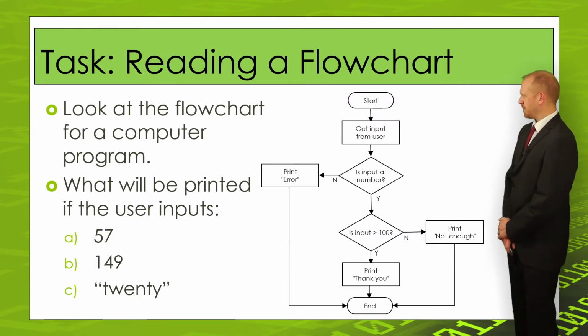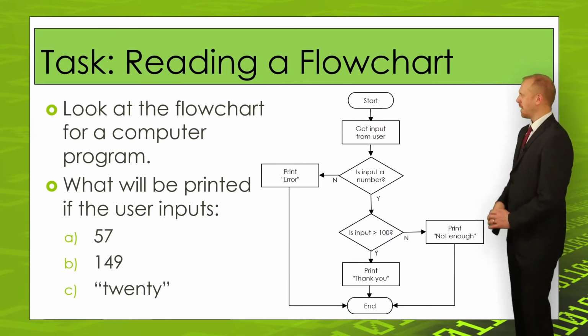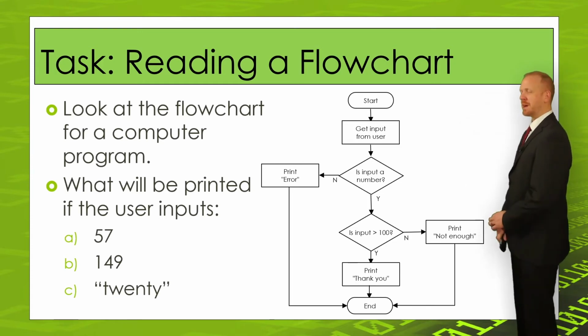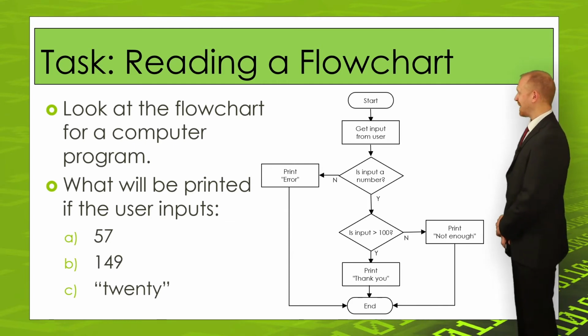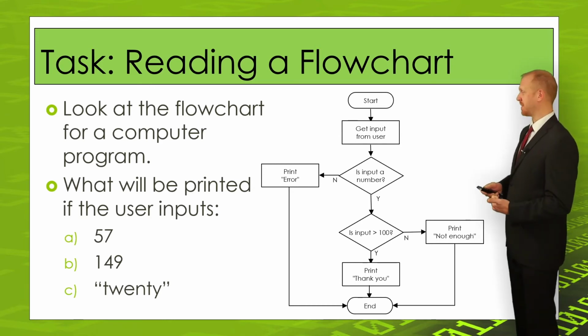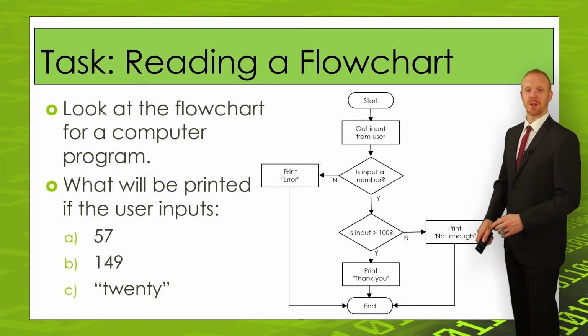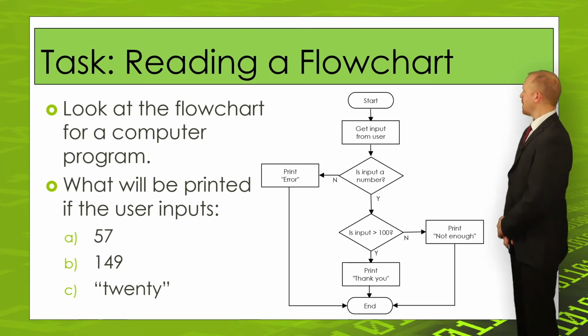So here's a task, a flowchart here for you to read. Always start at the beginning, follow the arrows down. Every time it gets to a question, you either follow the yes path or the no path. So this is a flowchart for a computer program. And we want to know what will be printed if the user inputs A, 57, B, 149, and C, 20 as a word, T-W-E-N-T-Y. So follow the flowchart, decide for each of those three what you reckon the outputs will be and write them down in your book, and we'll see if you got it right. Unpause the video when you're done.